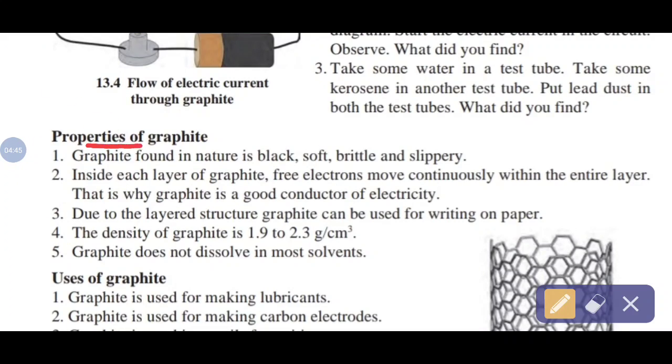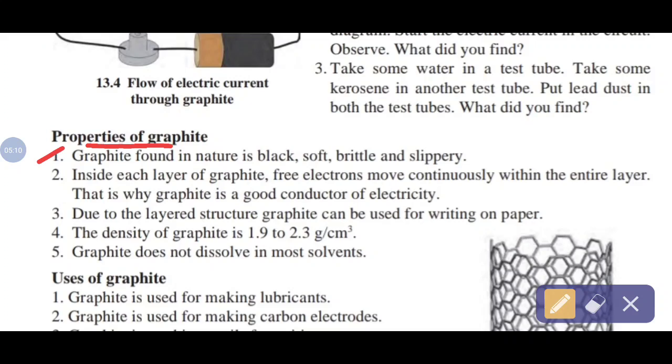Now question is asked, what are the properties of graphite? 5 properties are given. Anyway, if the question is asked in the exam in the form of objective, or if a 2 mark question is asked, then write 2 properties. For 3 marks, then 3, or if a 5 marks question is asked, then write all those 5 points. What is the first property of graphite?